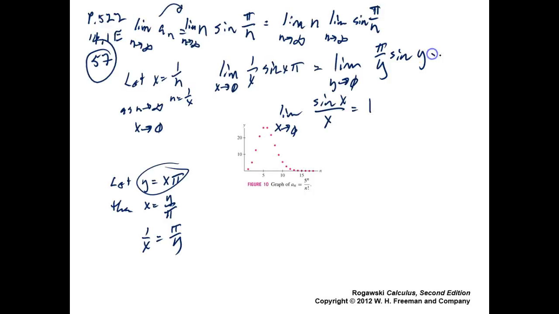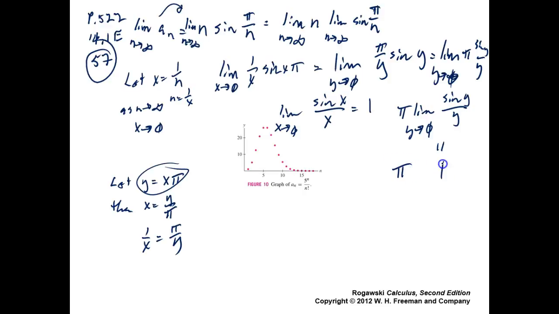And this is now the limit as y approaches 0 of pi times sine of y over y, which we just showed. Then the limit law says this is pi times the limit as y approaches zero of sine y over y, and that is 1. So it's pi times 1 is pi. They were right. That is how it is.